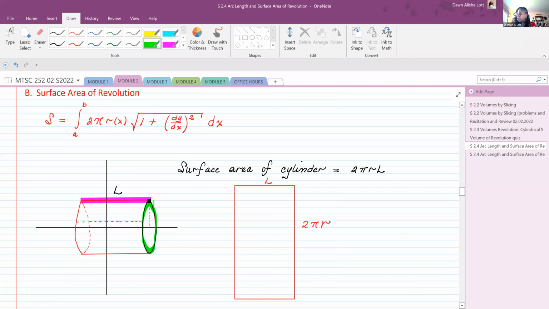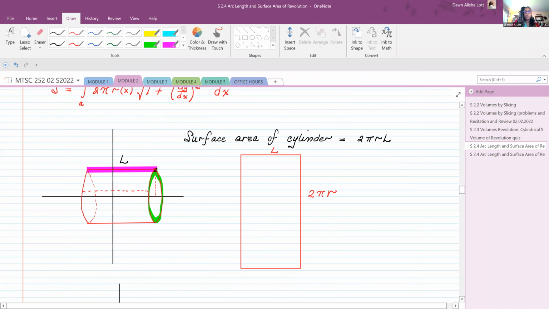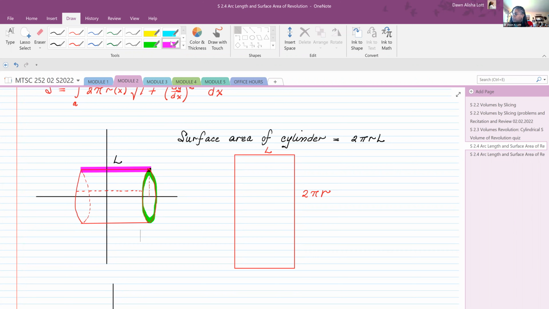Okay, and so when it does that, this piece right here is simply, again, the length. And then this piece right here is simply this length, which is the circumference of that circle. So that length just becomes the circumference of the circle. So it's 2 pi, whatever this radius is. Well, that radius is just the height of the function. So that's just y of x.